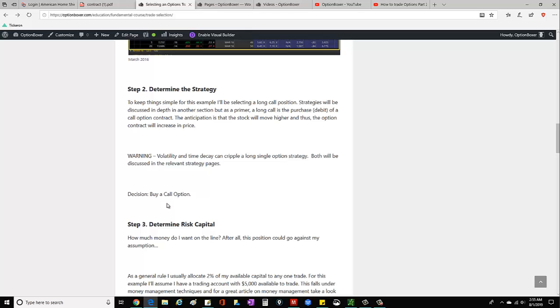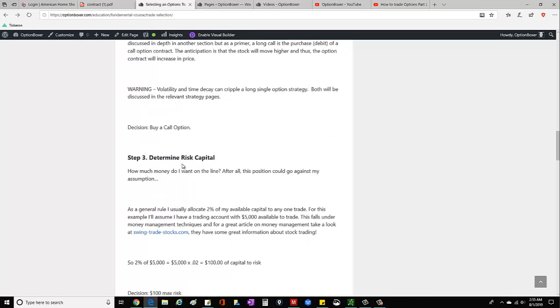So the decision is to buy a call option. Next, determine the risk capital. As a general rule, I usually allocate 2% of my available capital to any one trade. For this example, I'll assume I have a trading account of $5,000.